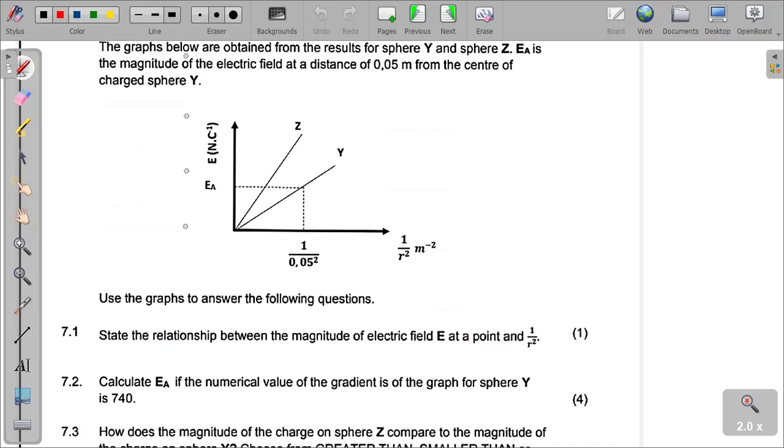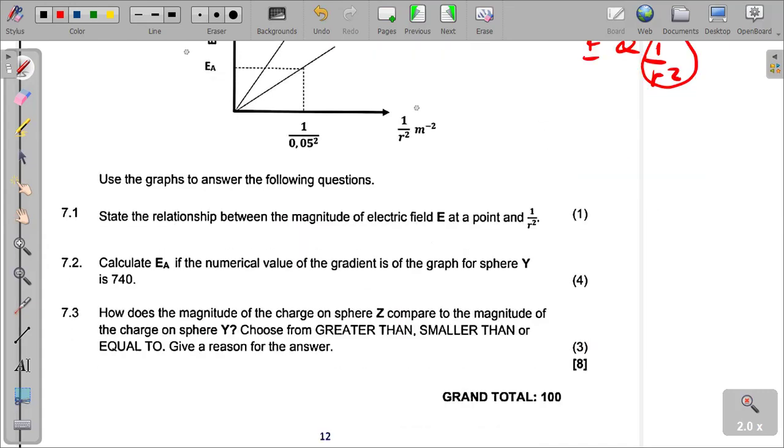7.1, state the relationship between the magnitude of the electric field E at a point and 1 over R squared, meaning the inverse of R squared. Right, so apparently these two vary directly, so it's directly proportional to 1 over R squared. As a matter of fact, E is inversely proportional to R squared. But when it comes now to 1 over R squared, they vary directly. They are directly proportional. Right, so that's 7.1 for us.